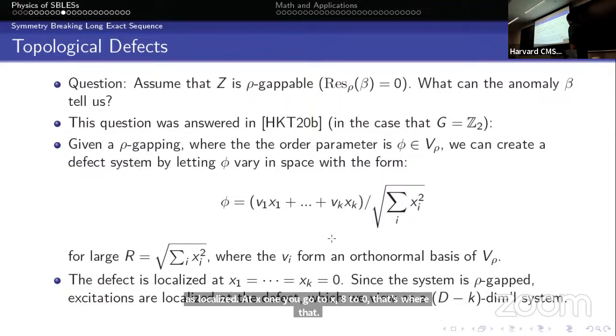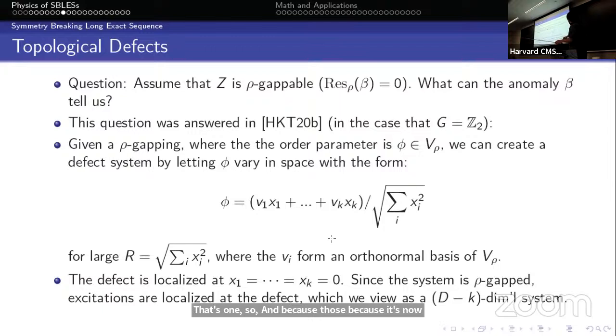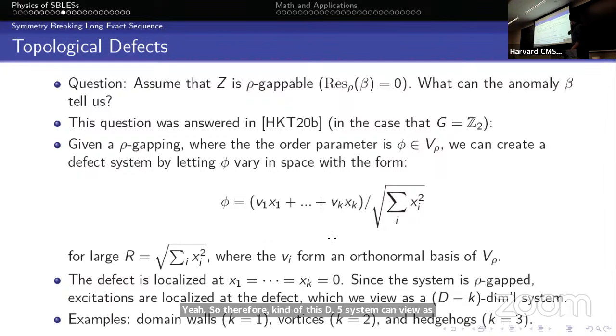Now, if I think about the system, the entire system is gapped. Even for a TQFT, the only excitations have to be localized. There's nothing interesting outside of that defect. Therefore, this defect system can be viewed as a D minus k dimensional system. And maybe this is a little bit more familiar: in the case where V is one dimensional, the system I will create there is codimension one, the domain wall.